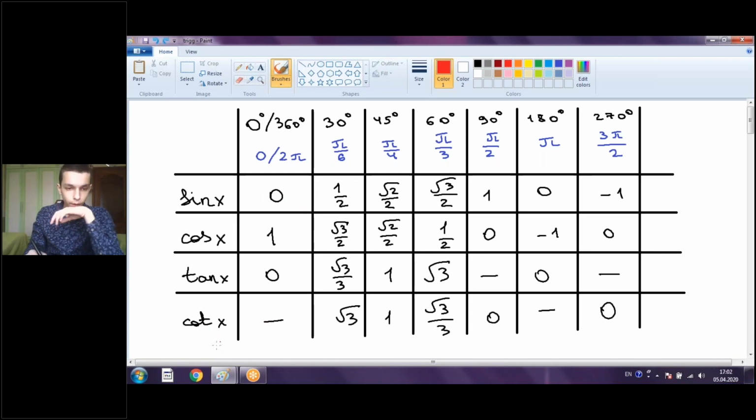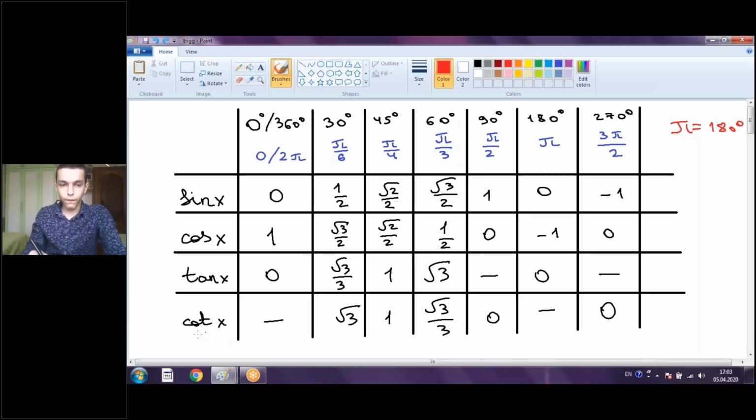Okay, but what if... Also here you can see that it's written in radians, so we know what a radian is. Pi radians is exactly 180 degrees. So you can write 60 degrees as pi/3, for example.